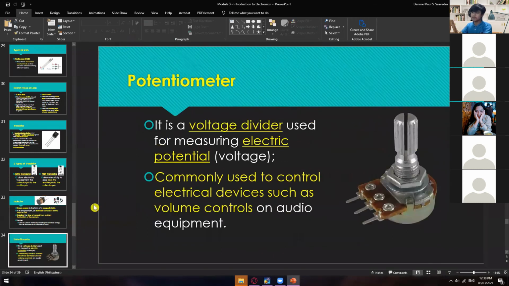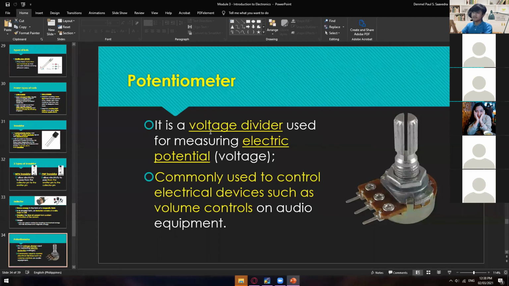The next one is the potentiometer. As you may all know, this is actually a voltage divider. As you connect it to your circuit, it is dividing the current that is flowing to your electronic components.